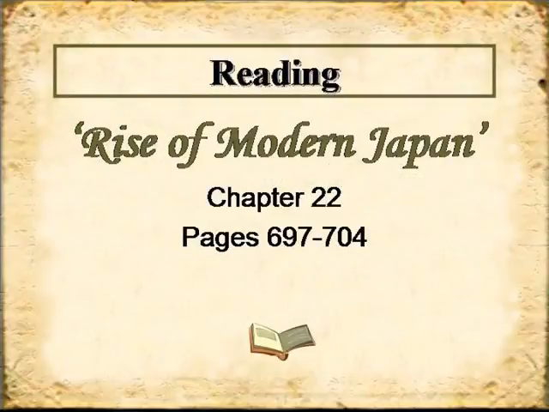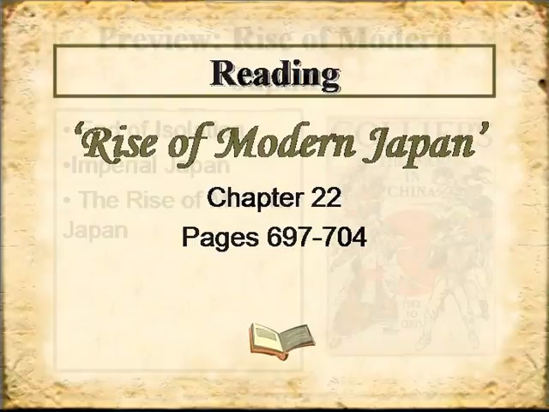The reading for this lesson is going to be chapter 22, pages 697 to 704. That's section 3 of that chapter, and that'll finish up chapter 22. You're looking at the rise of modern Japan.